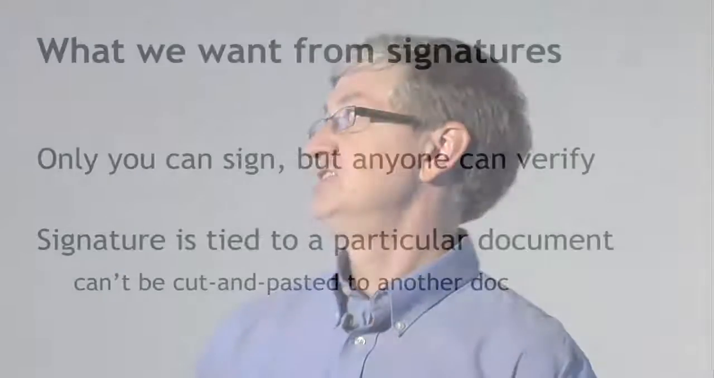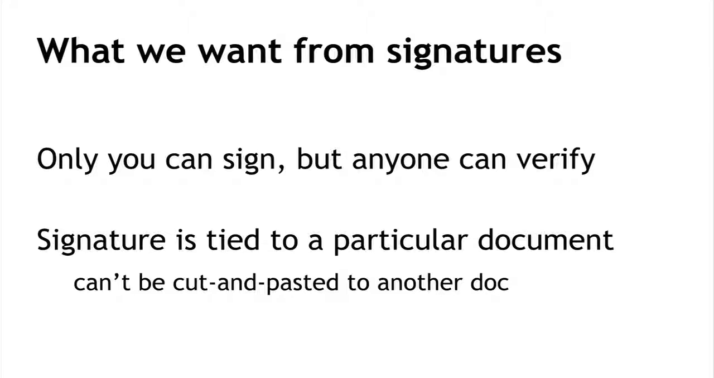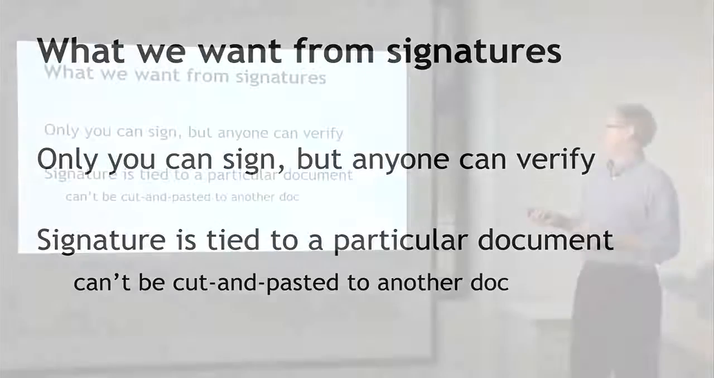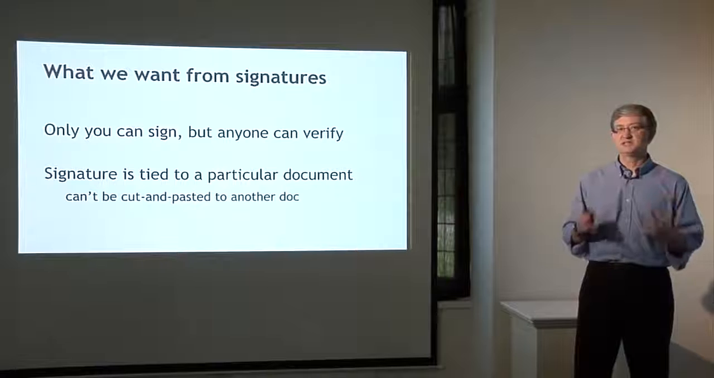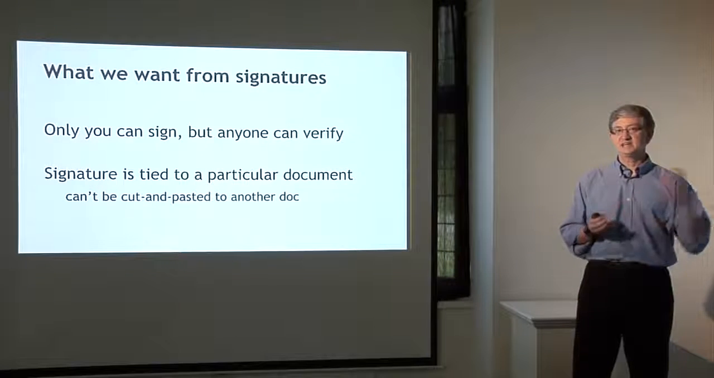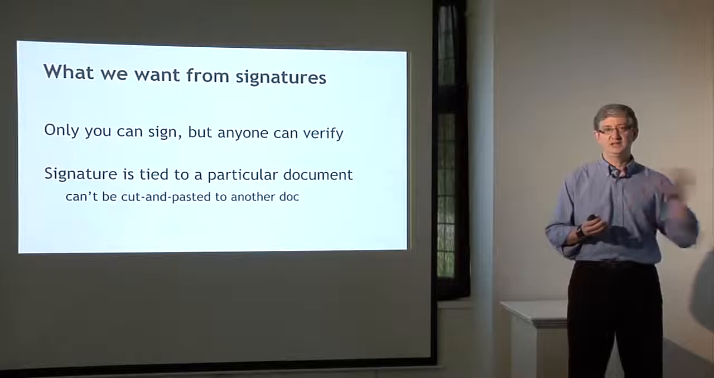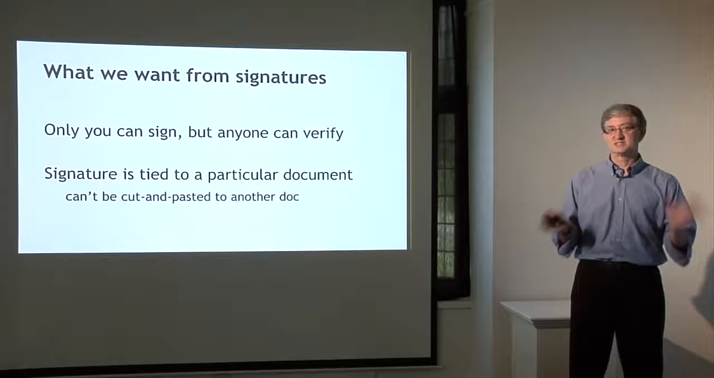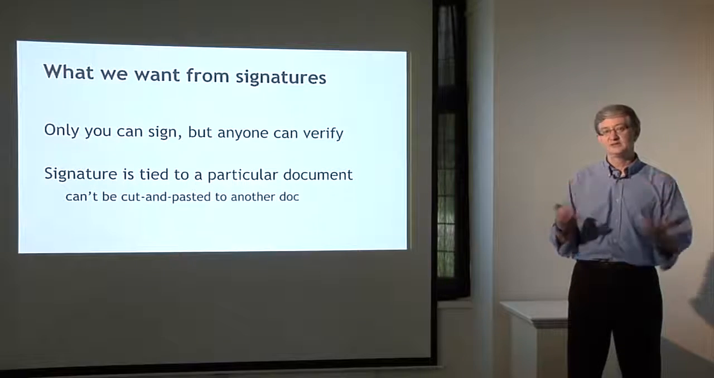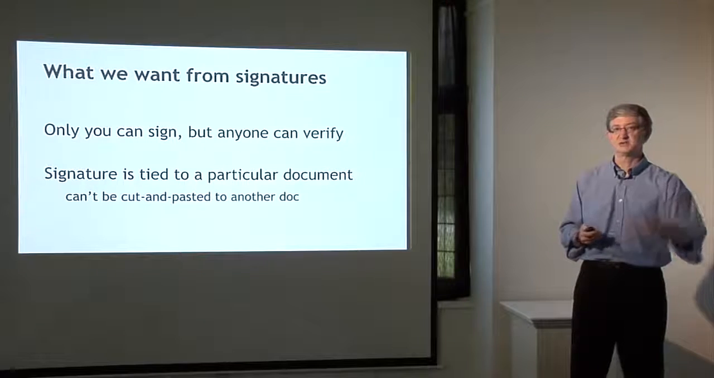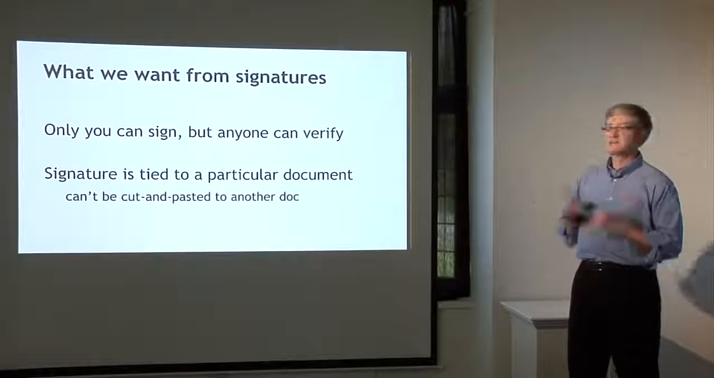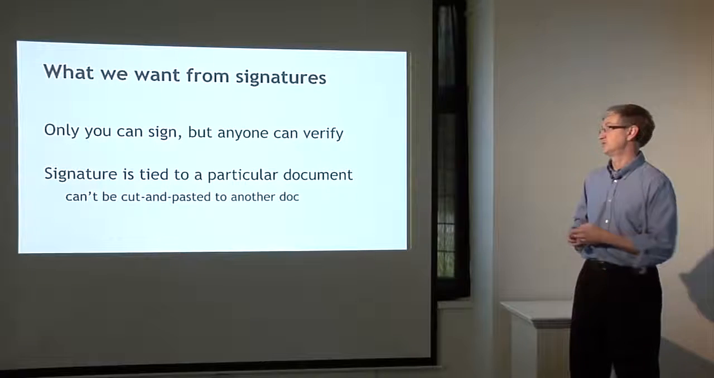What that means is this. What we want from signatures is two things. First, just like an idealized paper signature, only you can make your signature, but anyone who sees your signature can verify that it's valid. The second thing you want is that the signature is tied to a particular document, so that somebody can't take your signature and snip it off one document and glue it onto the bottom of another. Because the signature is not just a signature, it signifies your agreement or endorsement of a particular document. So the question is, how can we build this in a digital form using cryptography?